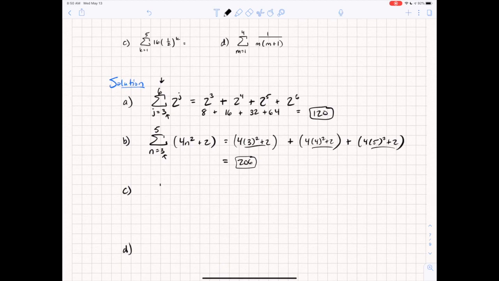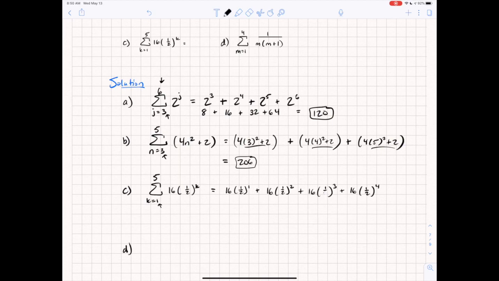In C, I want to find the sum from k is equal to 1 to 5, and my argument is 16 times 1/2 to the k. So see how it's 1/2? That means I'm multiplying by 1/2 each time. So this is almost an example of a geometric. So I'm going to go through and plug in 1. So I get 16 times 1/2 to the first, plus plug in 2, plus plug in 3, plus plug in 4.